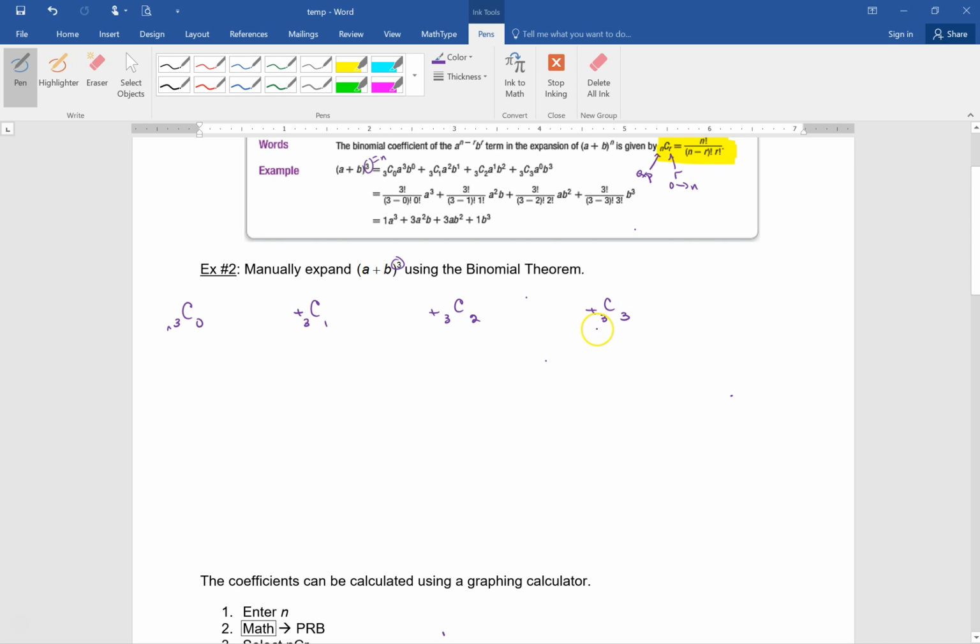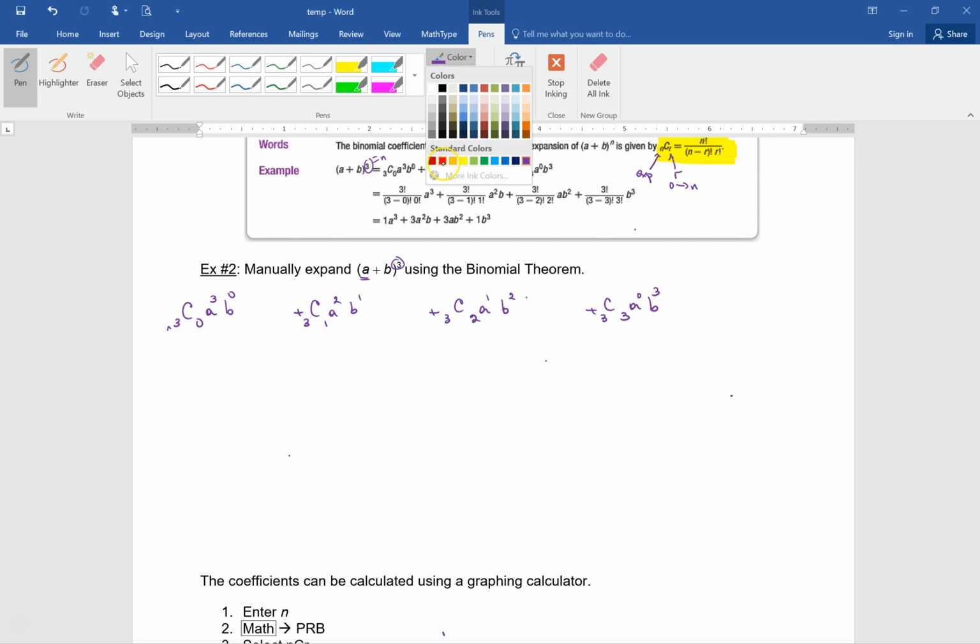Not yet. Now I'm going to put in the terms. The terms are, just like before, for the A, it's going to be A cubed, A squared, A to the 1, A to the 0. That's what we were doing before. And B's exponents start at what and go to what? B to the 0, B to the 1, B to the 2, B to the 3. Now you're going to plug each of these into the formula.